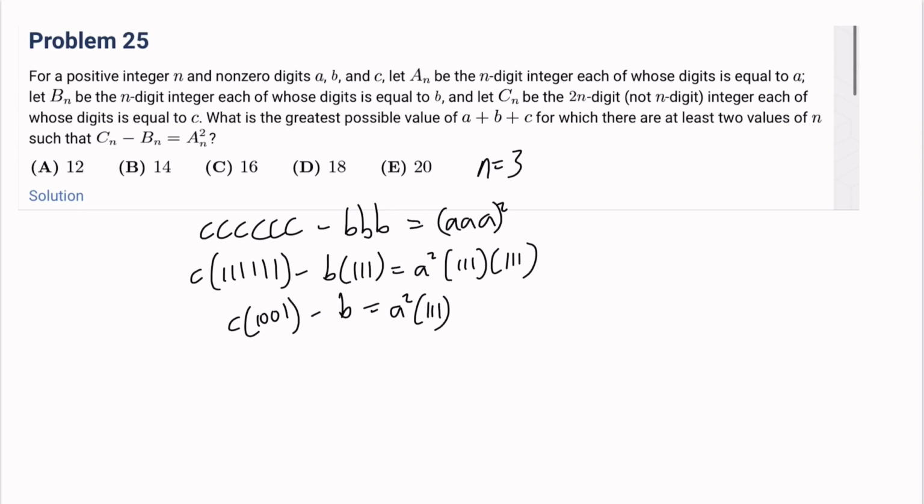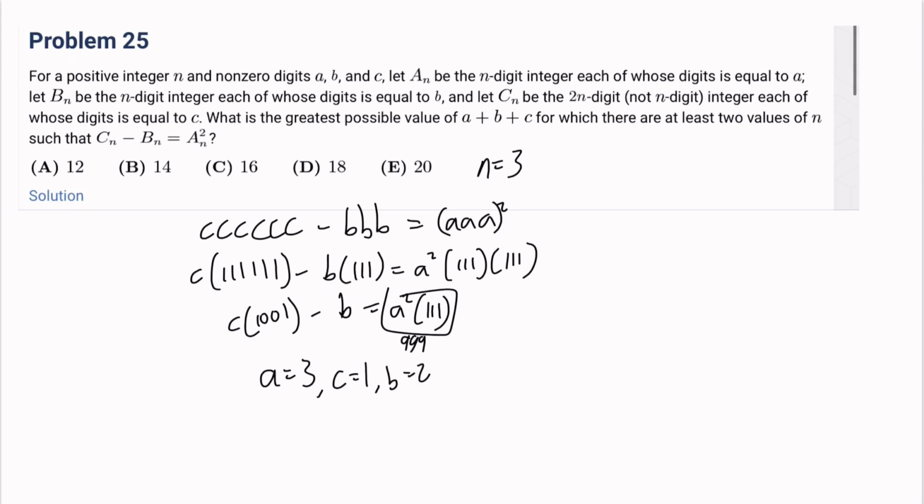So c times 1001 is going to be awfully close to c times 1000, and a squared times 111 would have to be close to some thousand value. The best way would be for a to be 3, so that 3 squared times 111 is 999. If a is 3, this is 999, and b has to be a digit, so b has to be less than 10, and c should be 1, because that's the only way for b to be less than 10. C equals 1, and then b is 2, because 1001 minus 2 is 999.